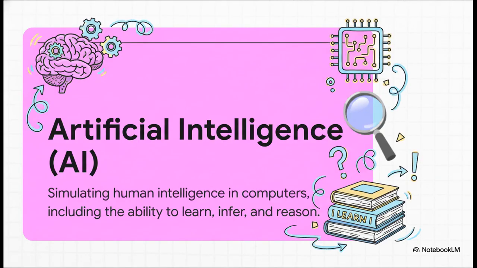So what is AI really? At its heart, it's this huge, ambitious idea of getting machines to simulate human intelligence. We're talking about the ability to learn new things, to reason through problems, and to figure things out on their own. That's the ultimate goal of the entire field.